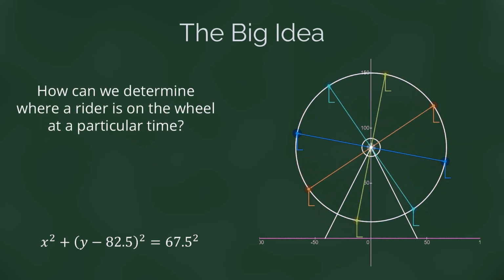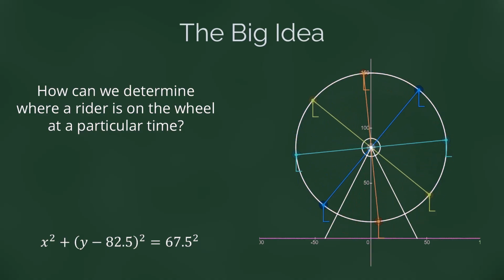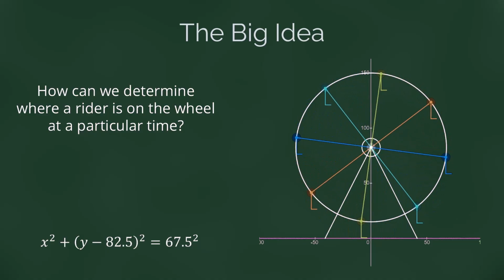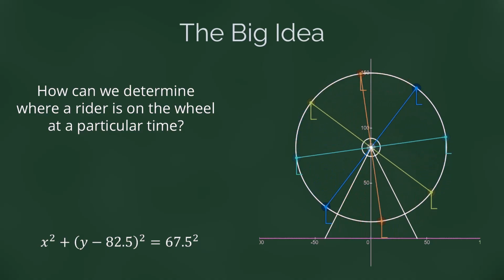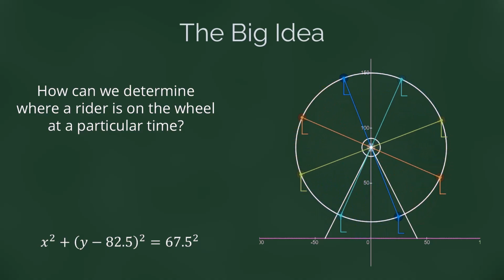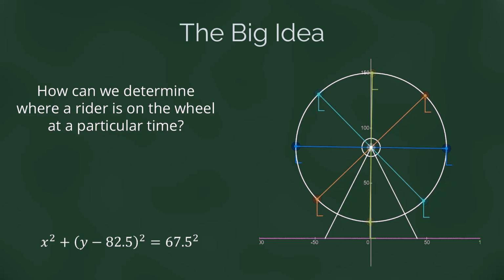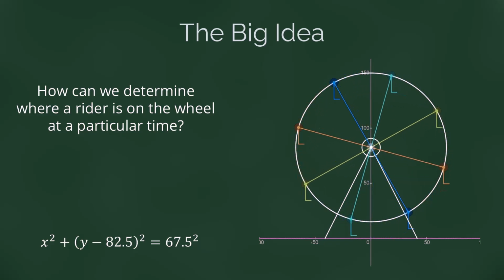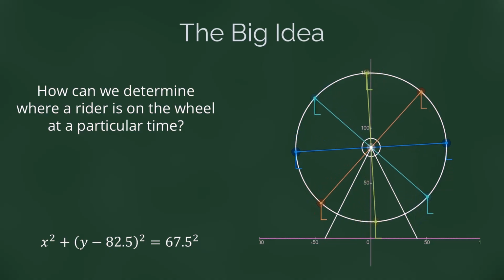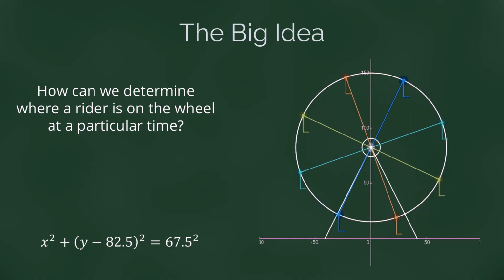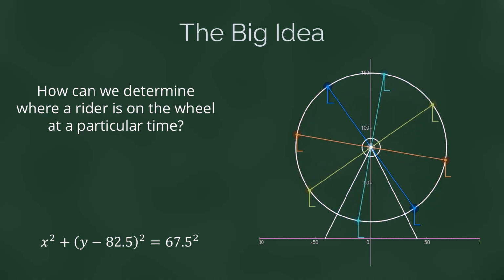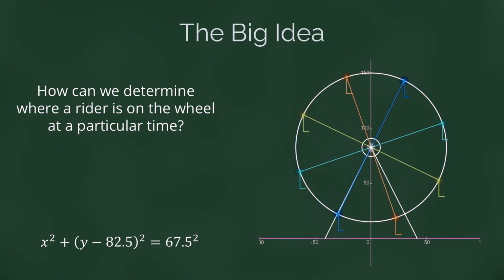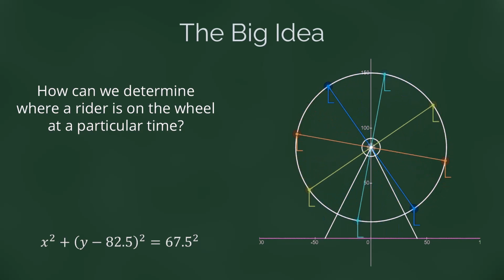What if we wanted to ask a different question, though? What if we wanted to understand where the rider is on the wheel at a particular time? This seems like a reasonable question, given that we know how fast the wheel is moving. However, our typical Cartesian equation, the one we see here, does not involve time at all, and so won't help us answer the question. In order to answer this question, we need to introduce the variable of time and figure out how x and y depend on it.